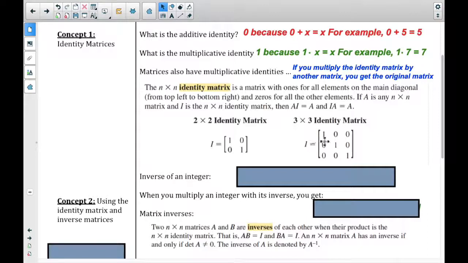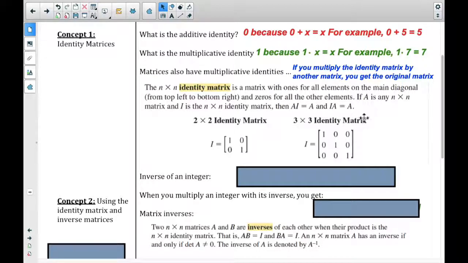And so we could go to a 4 by 4, a 5 by 5, a 6 by 6, whatever. It has to be a square matrix. But when we do that, that diagonal down the middle is all ones. And notice also it says in the definition here, if A is any n by n matrix, so it's a square matrix, and I is the identity matrix, then A times I equals A. In other words, it doesn't change it. And I times A equals A.